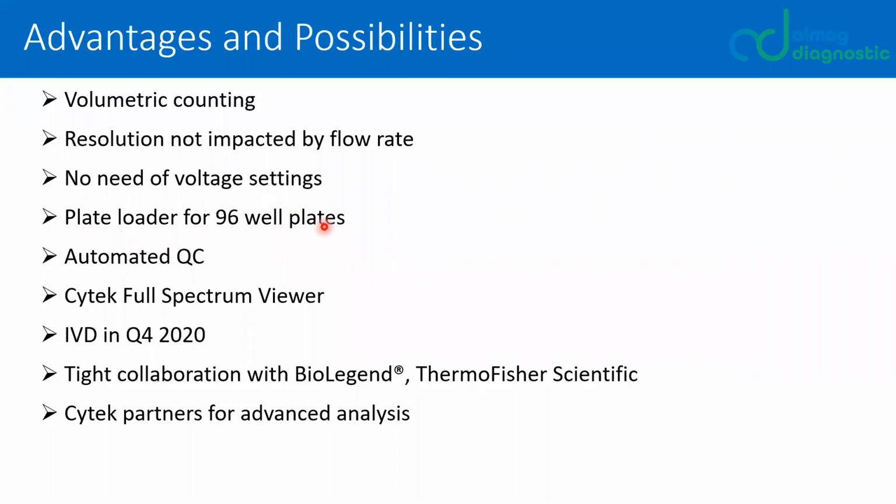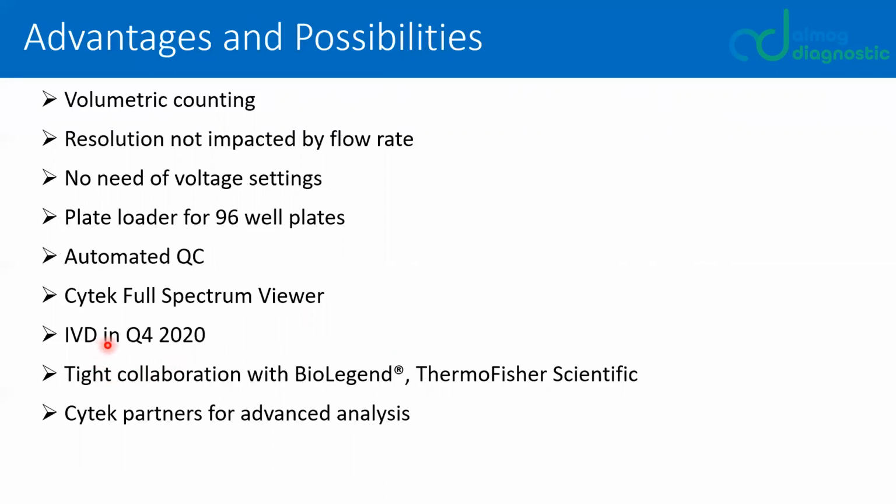Also, washing and mixing between samples is possible. Automated QC and cleaning steps. Cytek Full Spectrum Viewer is a very, very useful tool. It shows you the level of similarity between different dyes, and it helps you to decide which dyes you can run together in the same tube.